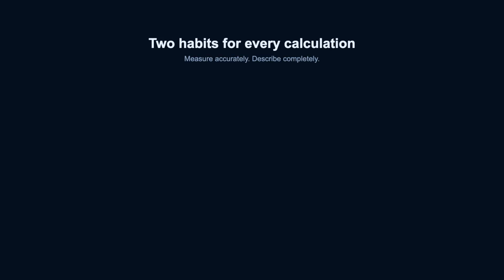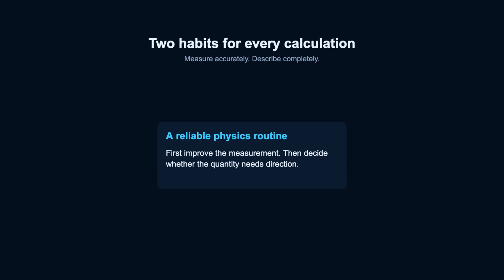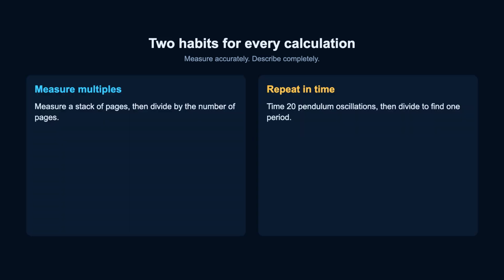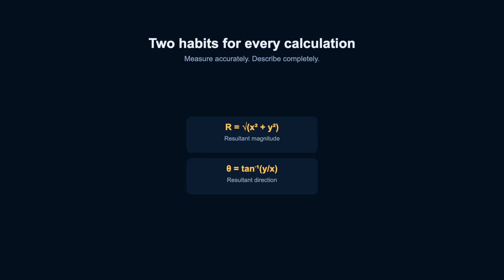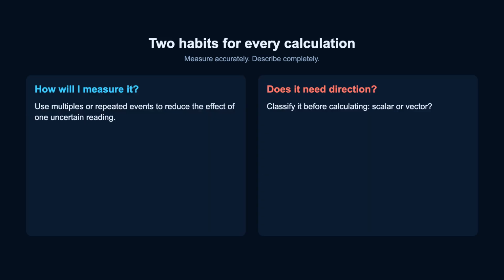Bring these ideas together, and you've built 2 habits that support almost every calculation ahead. Measuring multiples, a stack of pages, 20 oscillations of a pendulum, turns an unreliable single reading into a dependable average. Sorting a quantity as scalar or vector, then combining right-angled vectors with Pythagoras and the tangent ratio tells you exactly what information a calculation needs. Next time you meet a new quantity, ask, how would I measure this accurately? And does it need a direction to be complete?